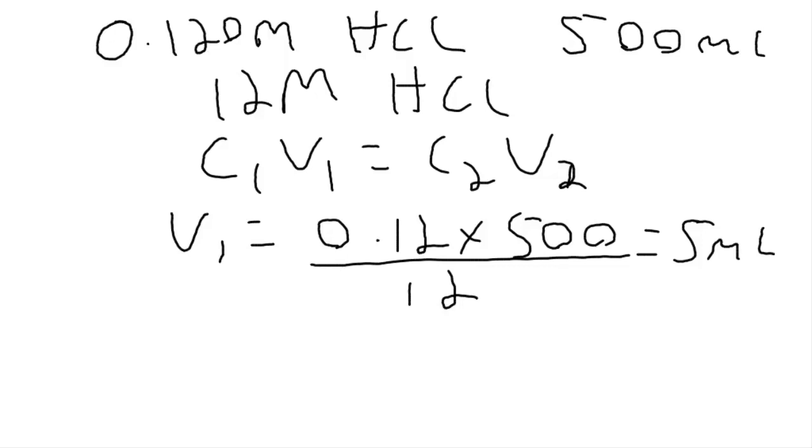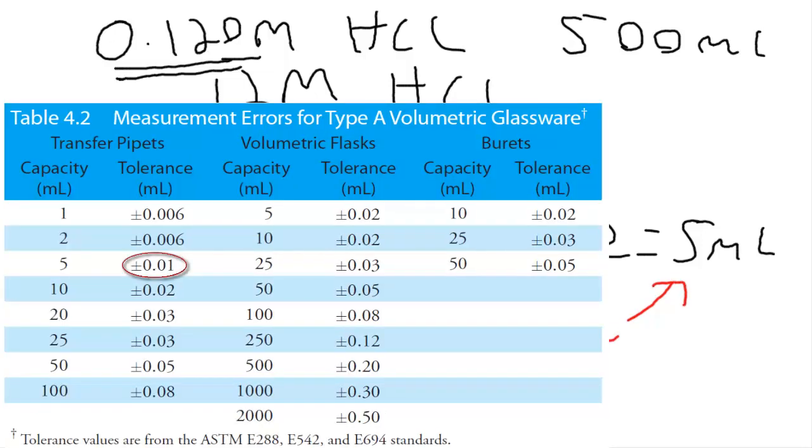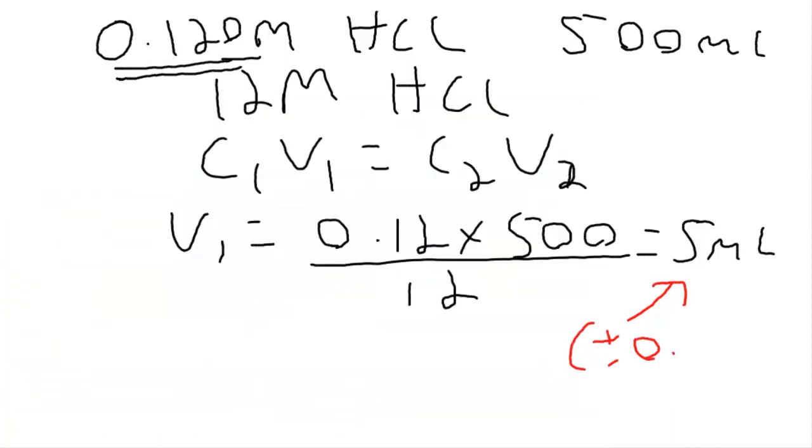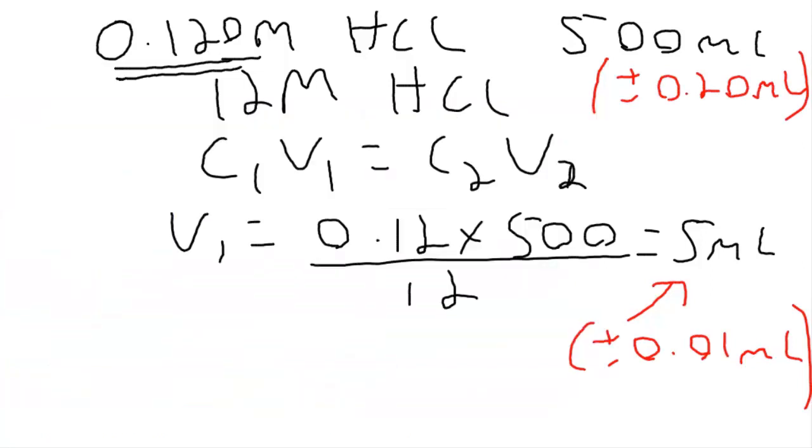So let's say we want to find out what the uncertainty is on this final concentration that we're trying to measure. The way you would do that is to look at the tolerances of the particular measurements. So if we're using a 5 milliliter transfer pipette, the tolerance on that is plus or minus 0.01 milliliter. And we're using a 500 ml volumetric, so the tolerance on that is 0.2 milliliter. So how do we combine those?